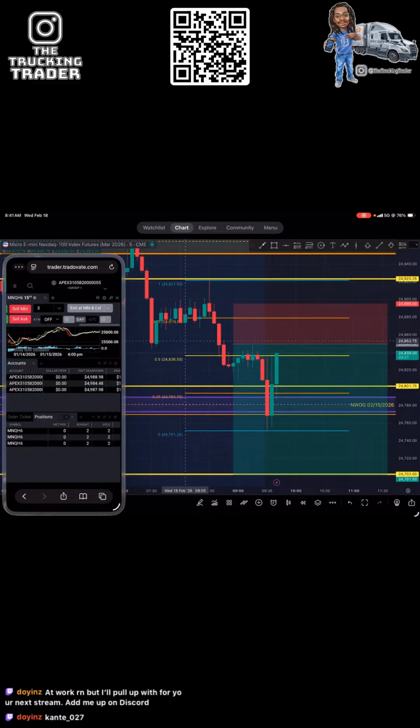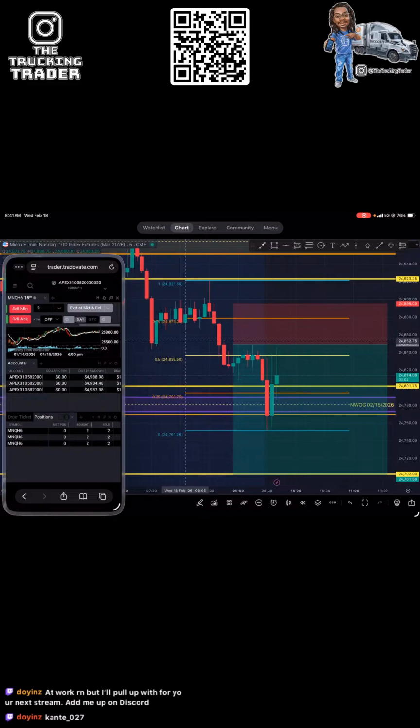All right, we're going to try to get these Apex accounts funded. We're going into my area of interest right here. It keeps rejecting, right? Because there's an order block right there on a 15-minute time frame. I wanted it to go a little bit higher. It just rejected almost 50 points right there in like 2 seconds.